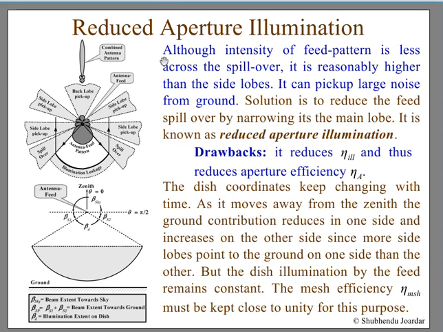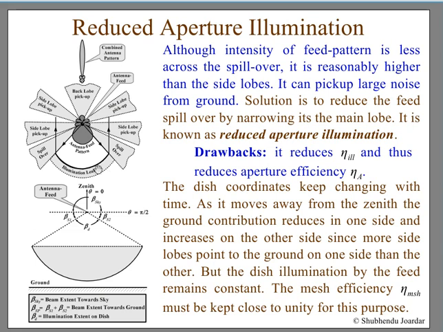So reduced aperture illumination. Although intensity of feed pattern is less across the spillover, it is reasonably higher than the side lobes. It can pick up large noise from the ground. So the solution is to reduce the feed spillover by narrowing the main lobe. It is known as reduced aperture illumination.